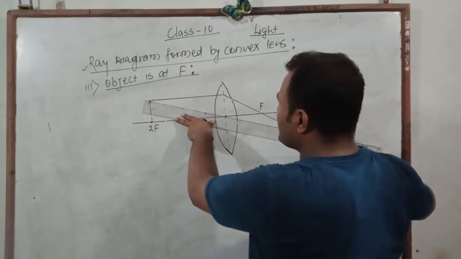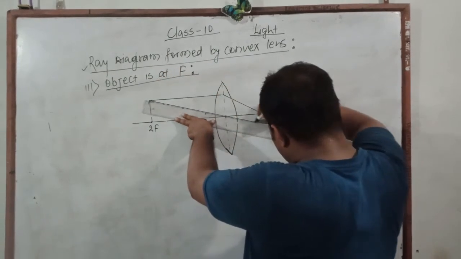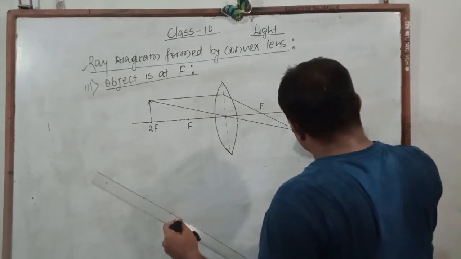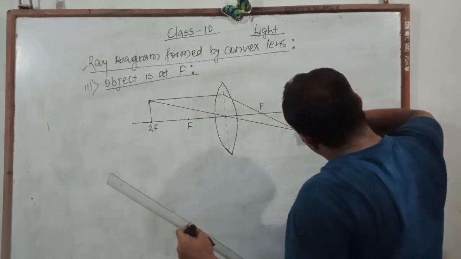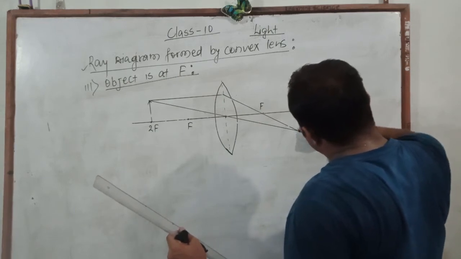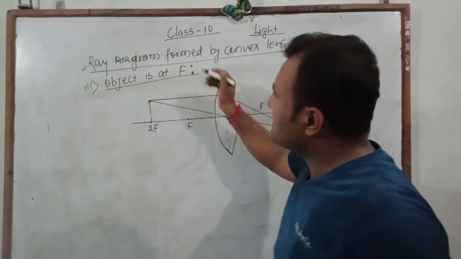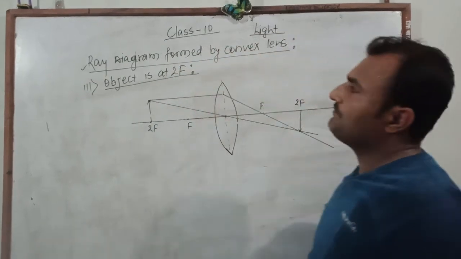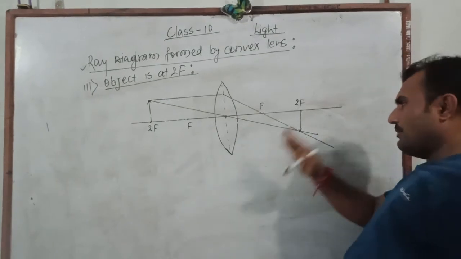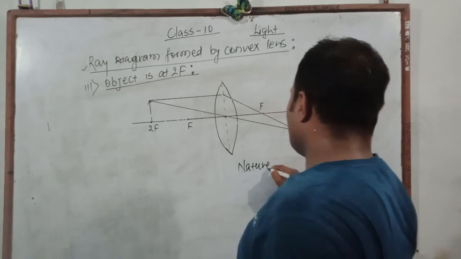If that position gets changed slightly, then our image gets deviated from the actual path. And what we found is that the image will be at the exact position at 2F. No deviation was found there. See here, it means what? When the object is at 2F, then the image is formed at the same position on the opposite side. And here we describe the nature of the image.